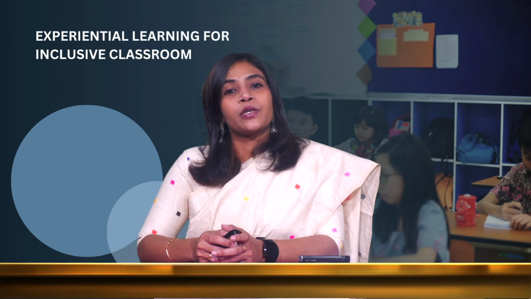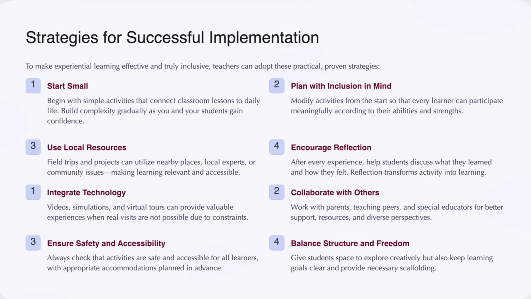Strategies for successful implementation. To make experiential learning effective and inclusive, teachers can adopt the following strategies. Number one, start small. Begin with simple activities that connect classroom lessons to daily life. Number two, plan with inclusion in mind. Modify activities so that every learner can participate meaningfully. Number three, use local resources. Field trips and projects can use nearby places, local experts, or community issues.